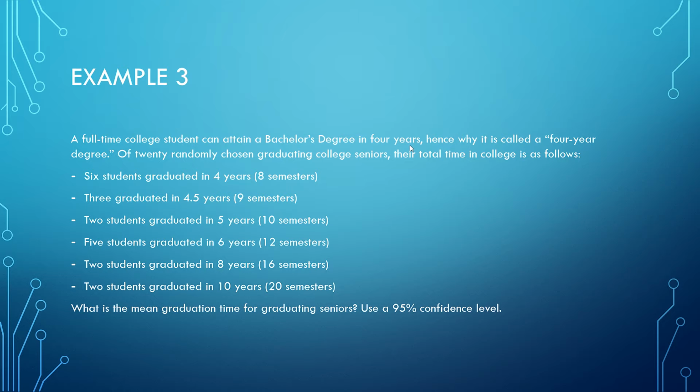And so I want to know, what is the average completion time or the mean completion time for a student getting a 4-year degree? I got 20 samples, they're random, and I've got 6 students out of 20 taking exactly 4 years. 3 of them take 4.5 years, 2 take 5, and more and more and more. So what is the mean graduation time for graduating seniors for this sample, or for the whole population rather, using this sample? So we'll get into this in the next video, but before then, try and find for me the sample mean and the sample standard deviation. And I'll see if you're right in the next video.